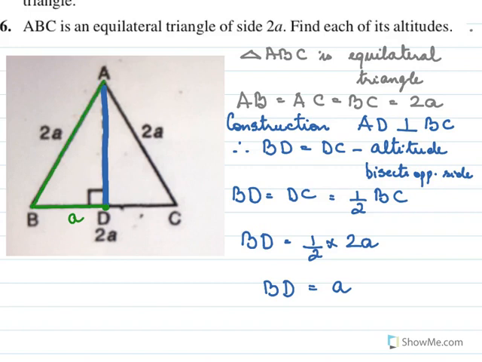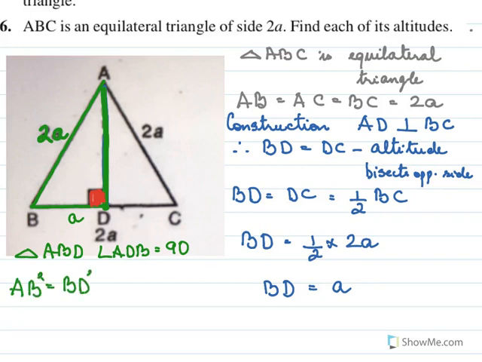Then we have AB, which is already taken as 2A, and I need to find AD. Here is 90 degrees, so I can use Pythagoras theorem. So in triangle ABD, angle ADB equals 90. So by the Pythagoras theorem, AB square equals BD square plus AD square.